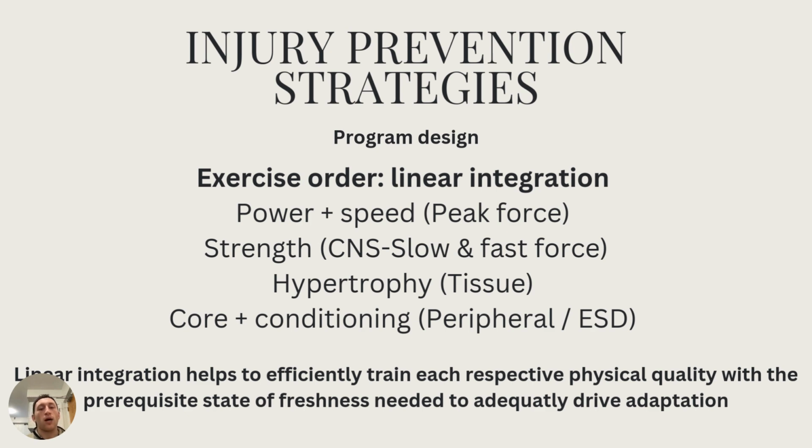So we want to do all the power and speed, peak force stuff early on, followed by strength work. So central nervous system, slow and fast force. We need a pretty high degree of freshness for that because we're taking on the most amount of intensity. Hypertrophy is mostly tissue centric, so you can be in a fatigue state. It actually is good. It allows for a prerequisite environment that's highly adaptive.